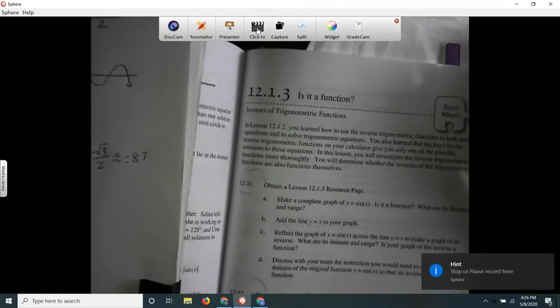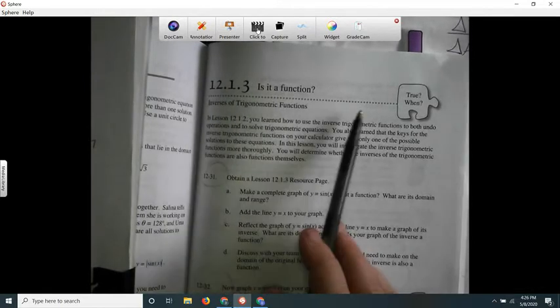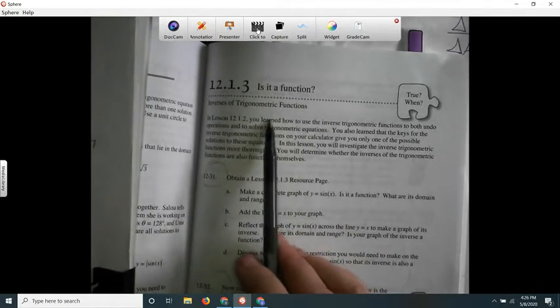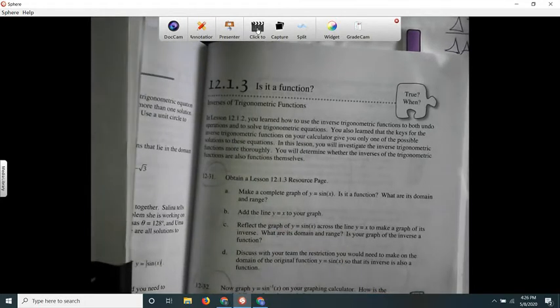Here's your Integrated 3 lecture for 12.1.3. You're going to learn about the inverse functions of inverse sine, inverse cosine, and inverse tangent.